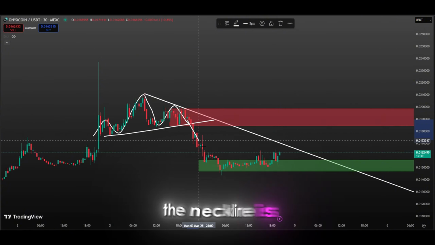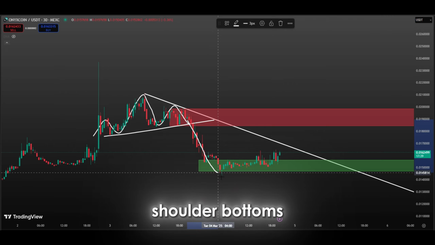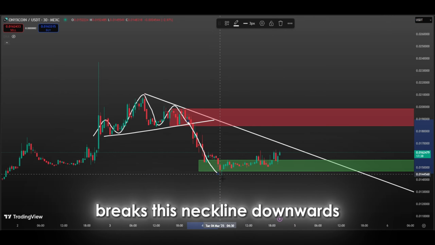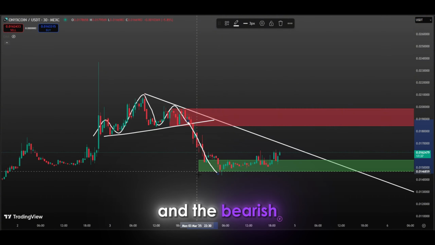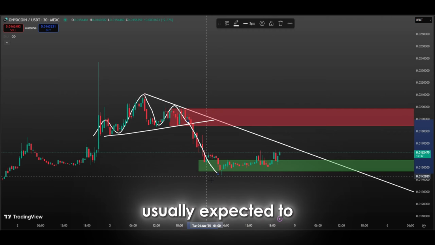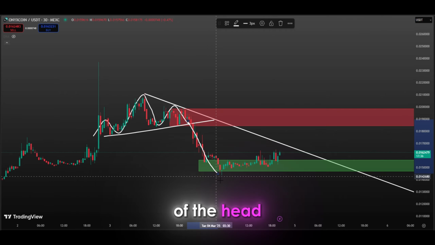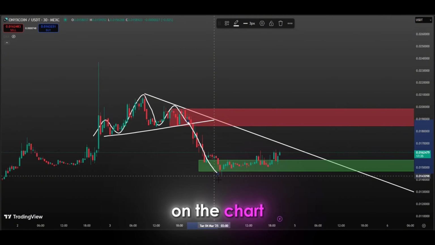The neckline is a horizontal or slightly sloping line connecting the left shoulder and right shoulder bottoms. If the price breaks this neckline downwards, the head and shoulders pattern becomes active and the bearish expectation becomes stronger. In this case, the price is usually expected to fall by the height of the head. This is exactly the main reason for the current decline on the chart.